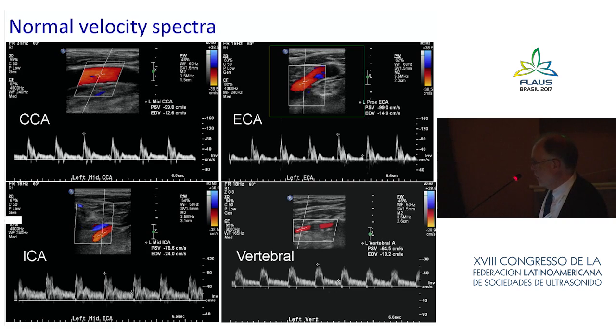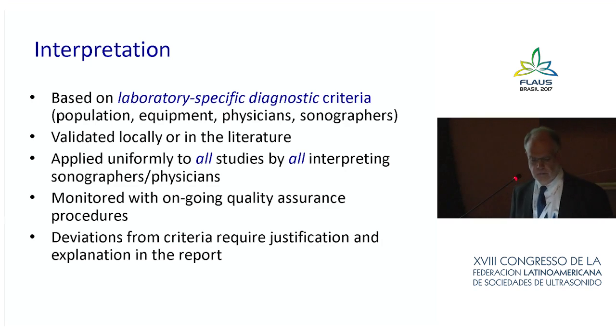Vertebral artery has the same low resistance characteristics, supplying perfusion to the brain. The external carotid, high resistance, little reversal of flow here, but very little diastolic forward flow. And again, the common carotid artery is kind of a blend of the internal and external signals.